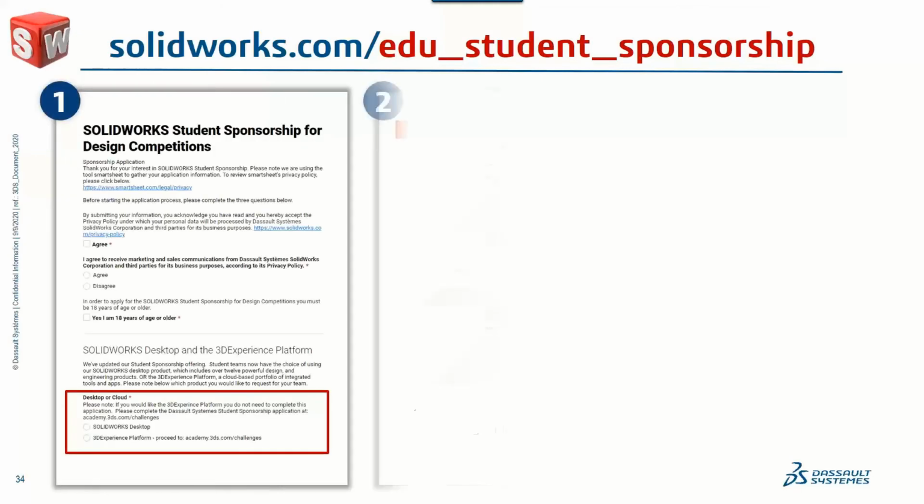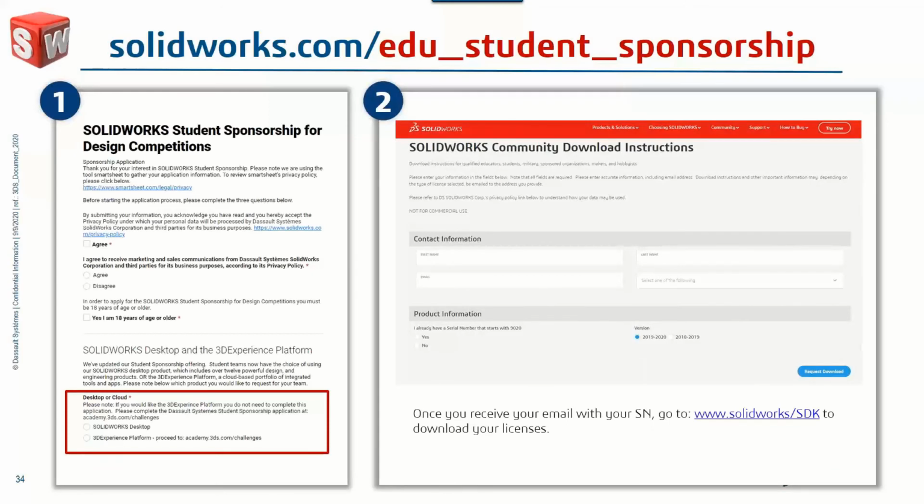And that will direct you to a form to complete. Once you fill out that form, you'll receive an email with instructions on where to download. You'll have your serial number all ready to go, and boom, you're off to the races. So once again, that's 3D Experience sponsorship and SOLIDWORKS Desktop sponsorship, absolutely free.